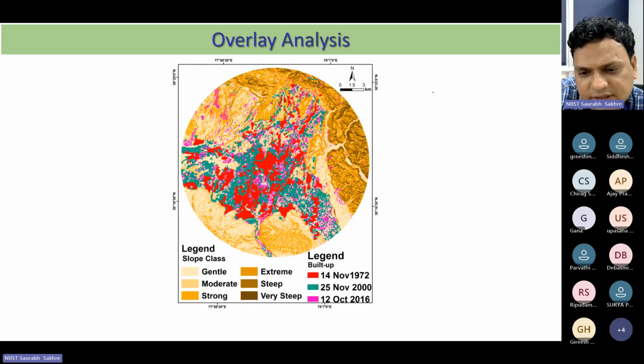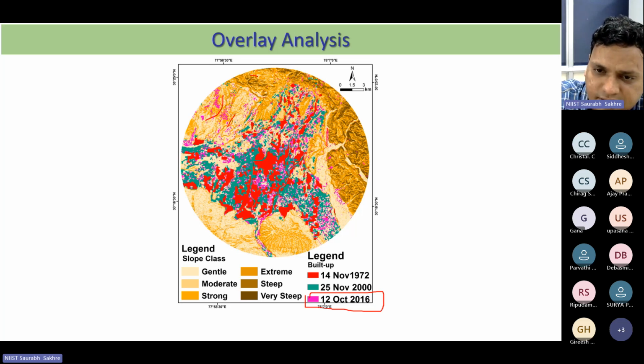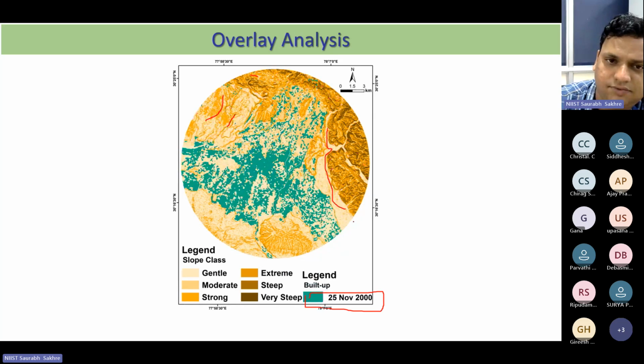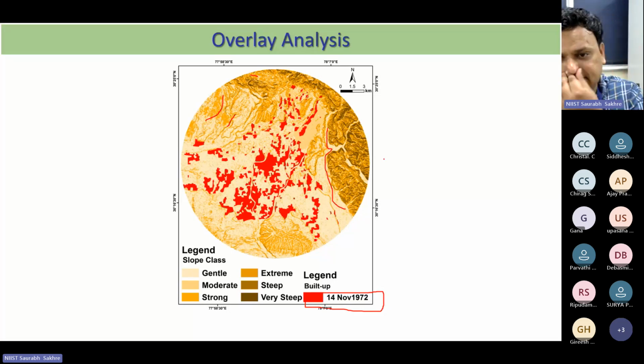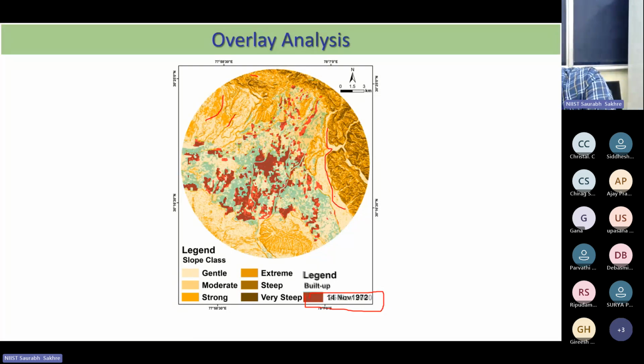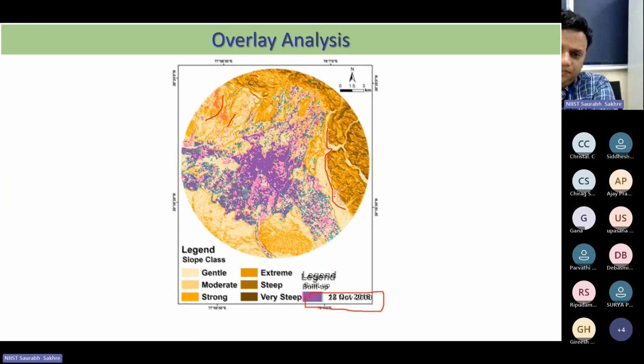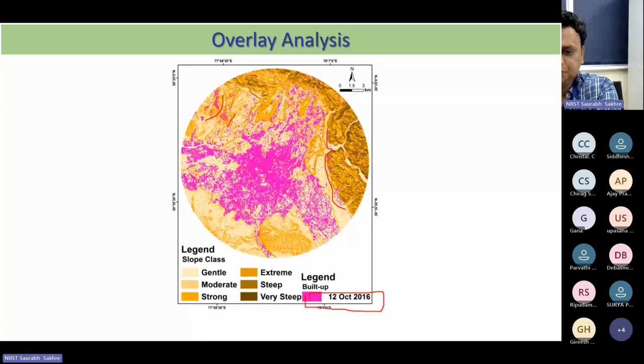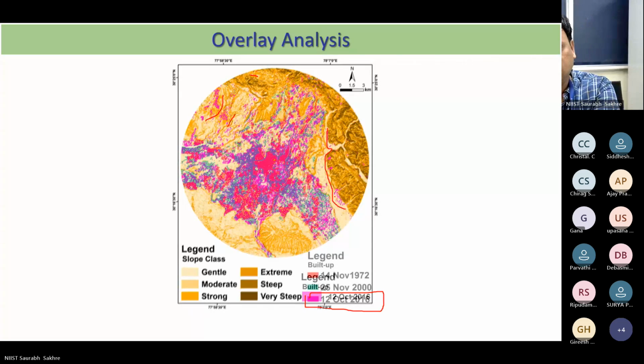Here you can very well see that the color corresponding to 12th October 2016 is even now coming onto the higher slope classes also. Here itself we can see that it is a mountainous region. Still there we are seeing some patches of built-up, right? Which was not there in 1972. It was almost clear, but people have started constructing houses on higher steep slopes also, which is very dangerous.